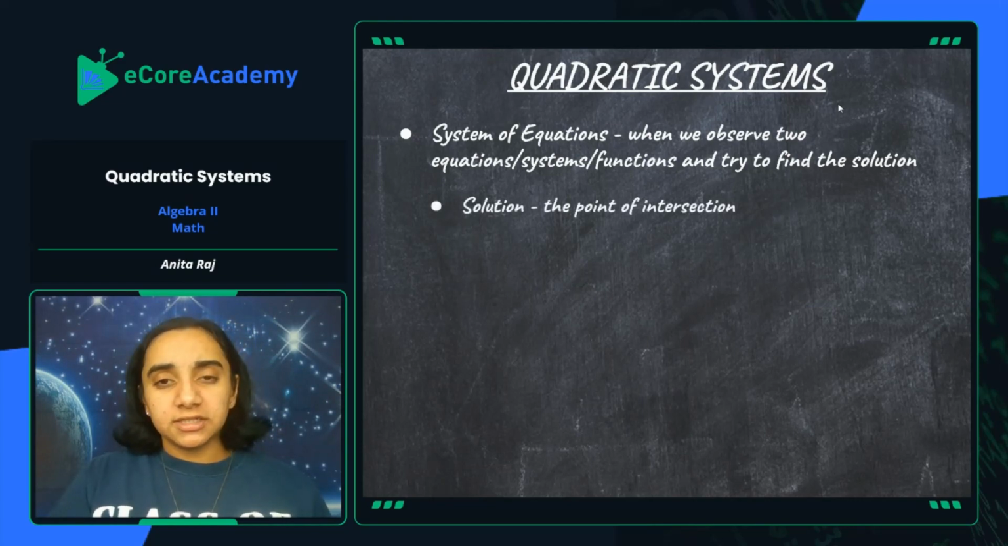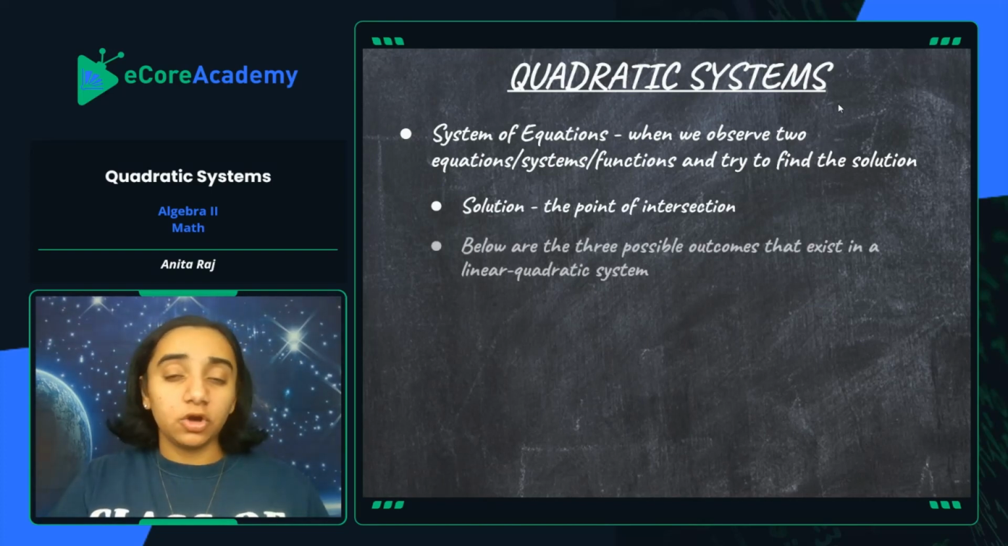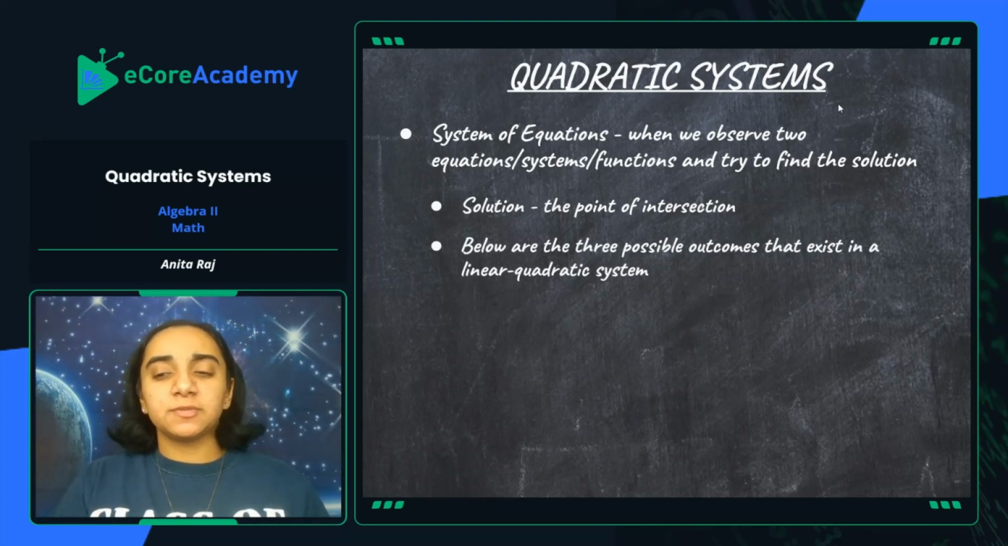So the solution, like I said, is the point of intersection. It's where the two equations that are in the system of equations intersect or touch or cross. And below, I'm going to show you three pictures of the three possible outcomes that exist in a linear quadratic system.